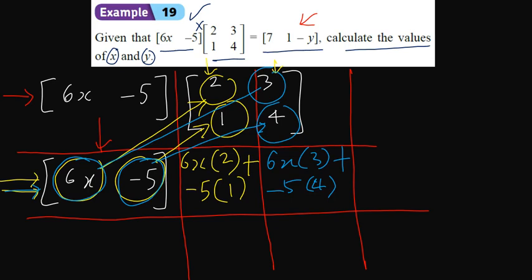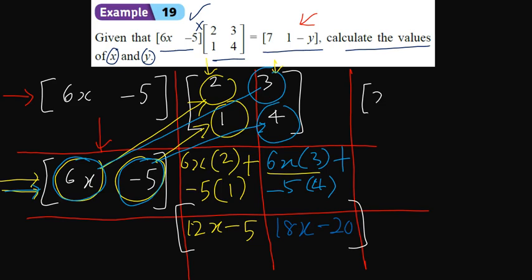So what you'll get is this one is 12x plus negative 5, that means minus 5. And then this one you'll get 18x plus negative 20, that means minus 20. Okay, so this is your answer. This is your matrix, and you know that this matrix is equal to this matrix, 12.